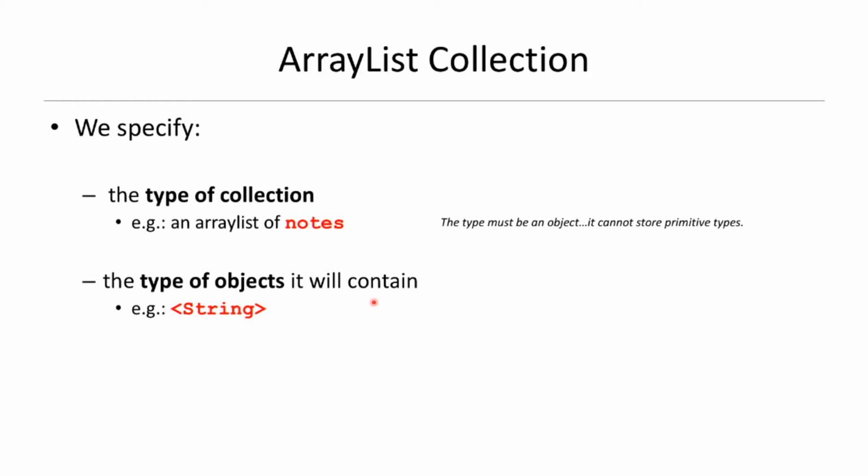So for an array list collection, we specify the type of collection. For example, an array list of notes. The type must be an object, can't store primitive types. And the type of objects it will contain, for example, a string. And that goes inside angle brackets. We say notes is an array list of string.